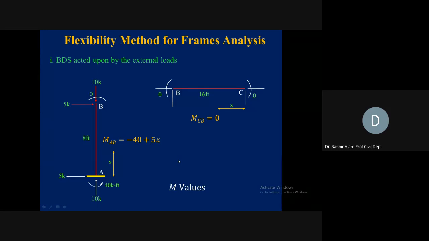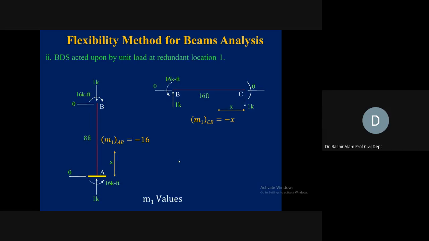Similarly, for BC, the limit is from 0 to 16. I is 2I, and MBC is equal to 0. Origin is C. We go now to M1 values corresponding to C now. Here, if you remember, R1 was in the vertical and it was in the downward direction. So at the same location in the downward direction, we are applying 1 kip. Summation of Fy is 0.